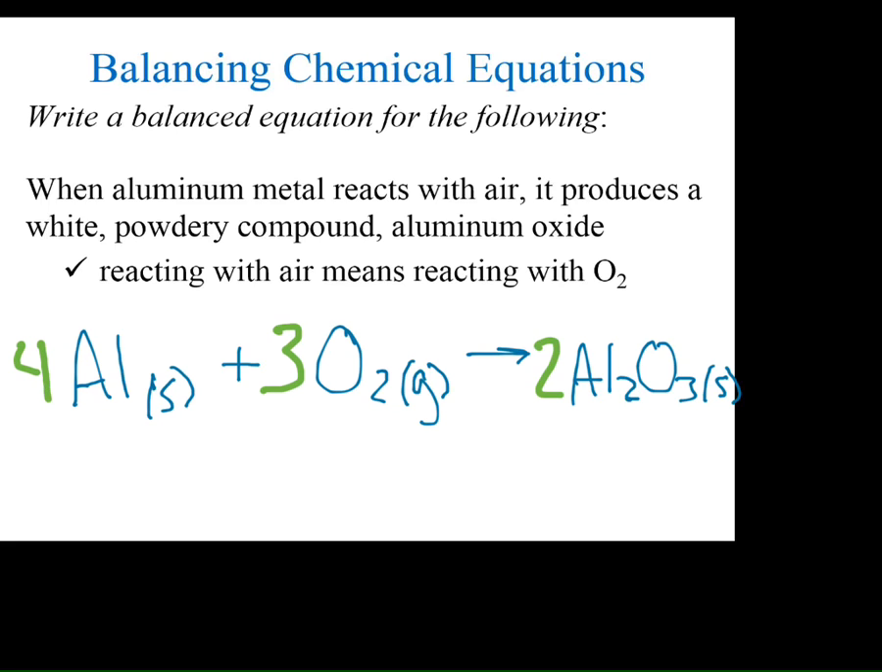So now it's four aluminums on the reactants. Two times two, four aluminums on the products. Three times two oxygens on the left, six. Two times three oxygens on the right, six. So that's balanced. You just go back and forth and just keep changing numbers until you get a nice ratio that works out.